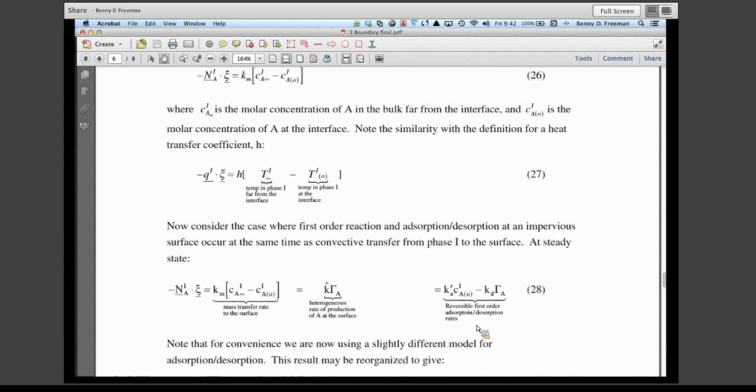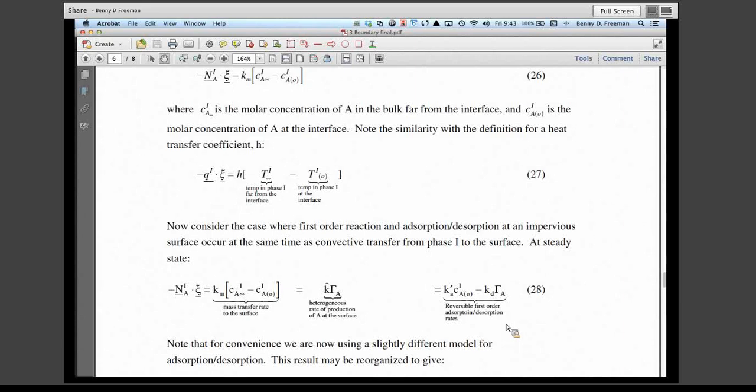All of these three processes have to be equal to one another at steady state. If one of these processes, either the convective transport, the reaction at the surface, or the adsorption and desorption, were a little slower or faster than the other, then one would have accumulation in the system, and the steady state approximation wouldn't apply. And so at steady state, these three processes are equal to one another.